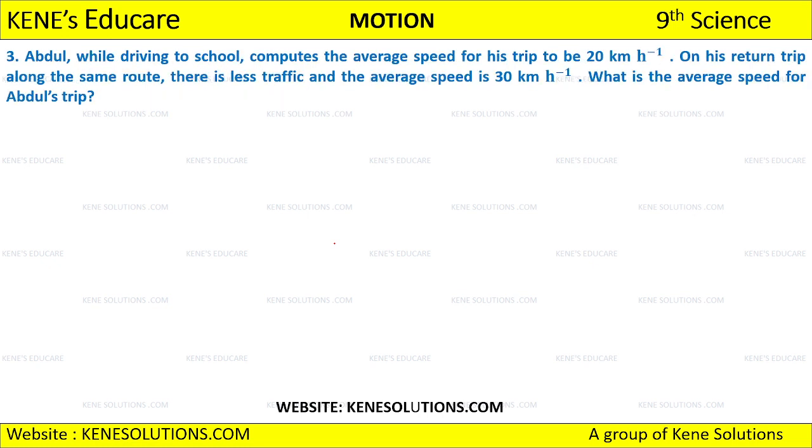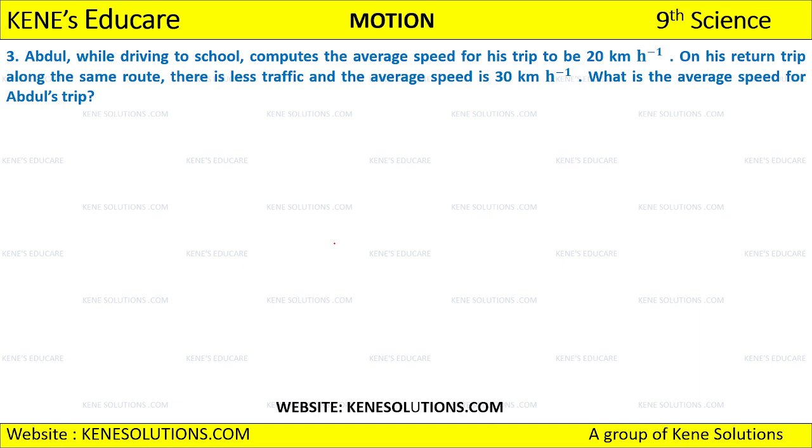Then Abdul, while driving to school, computes the average speed for his trip to be 20 km per hour. On his return trip along the same route, there is less traffic and the average speed is 30 km per hour. So initially while he was going, the speed was 20 km per hour, but now because there is less traffic, the average speed is 30 km per hour. So what do you think? What is the average speed?